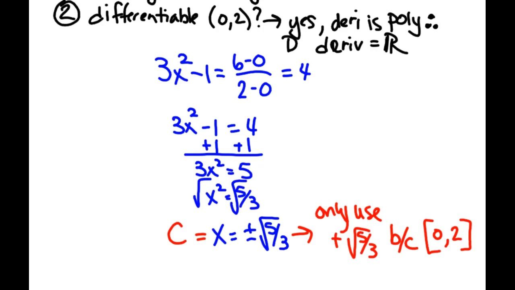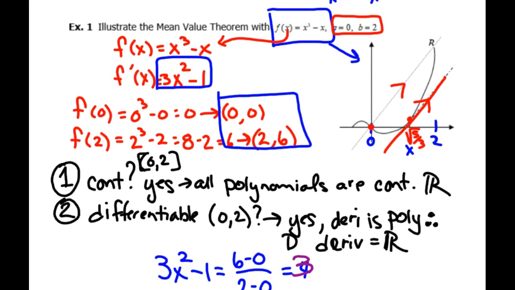You probably already found my mistake right here. 3x squared minus 1 equals the slope of 3. 3 plus 1 is 4. These are all 4s. You could write that as 2 over the square root of 3. All of the reasoning still holds. This point right here is the square root of 4/3, which is 2 over the square root of 3. Again, only using the positive because the negative is somewhere over here, not in our interval.